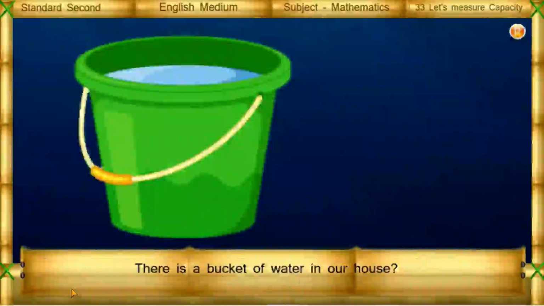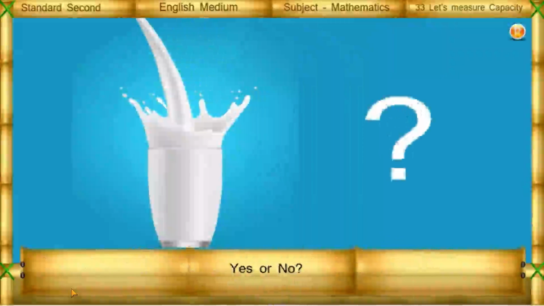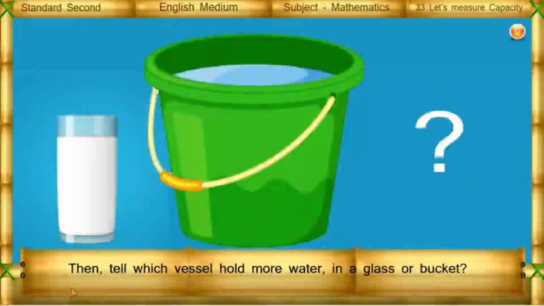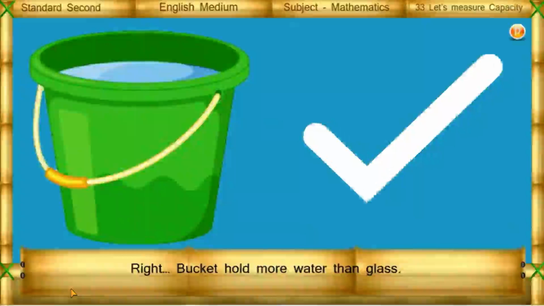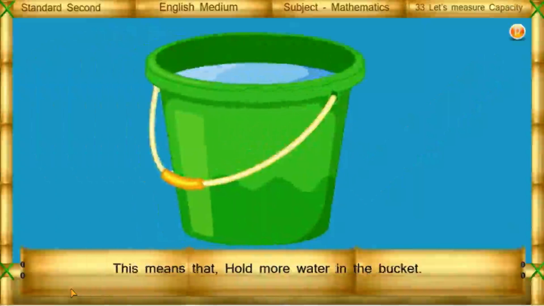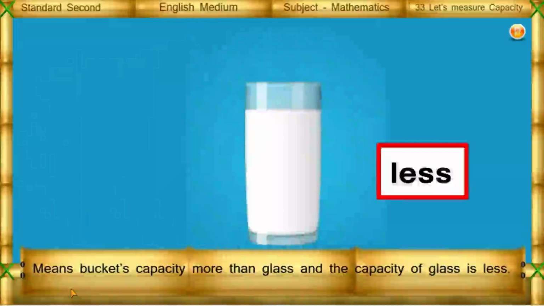There is a bucket of water in our house, and there is a bowl or glass for drinking milk. Yes or no? Then, tell which vessel holds more water, a glass or a bucket? Right. A bucket holds more water than a glass. This means we can hold more water in the bucket. It means the bucket's capacity is more than the glass, and the capacity of the glass is less.